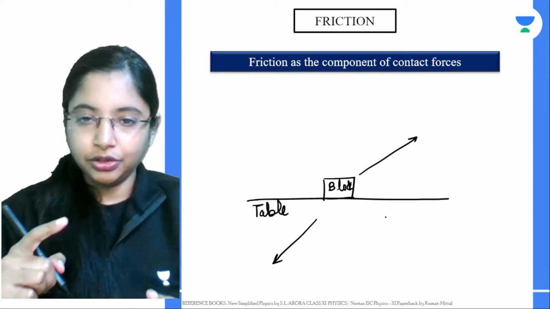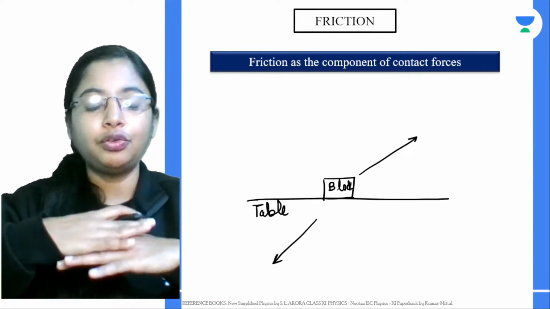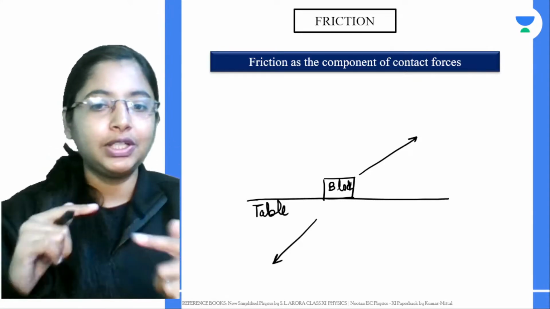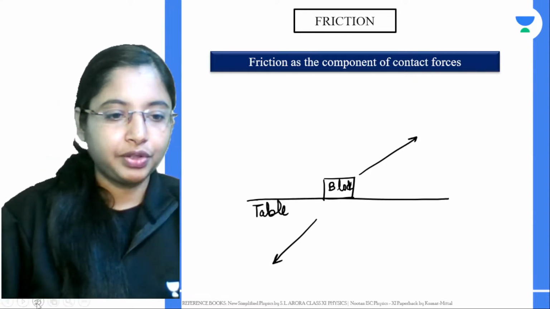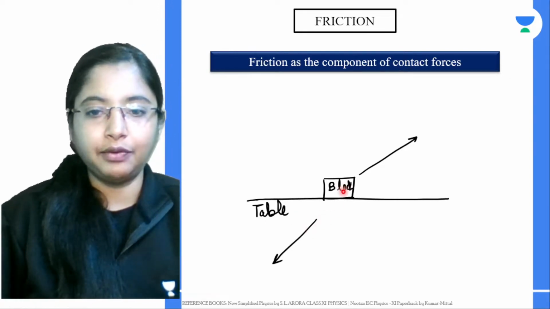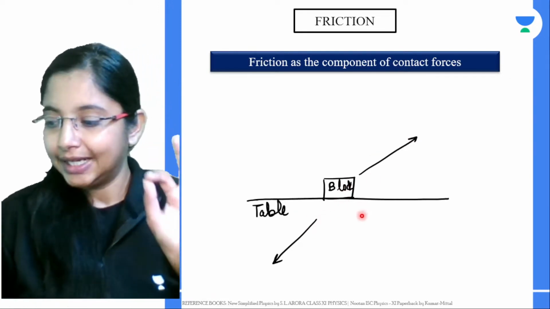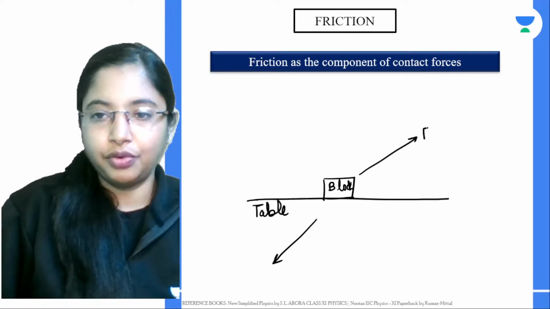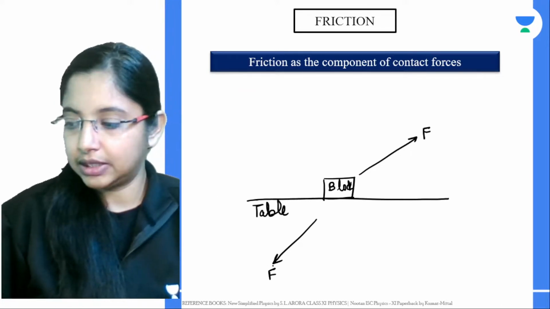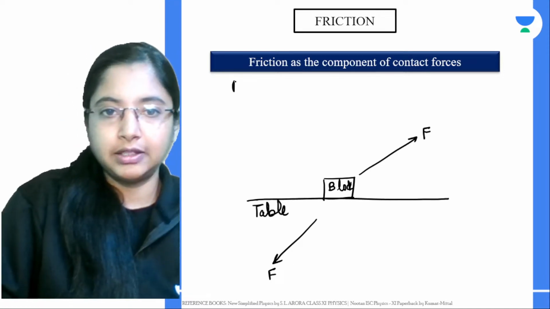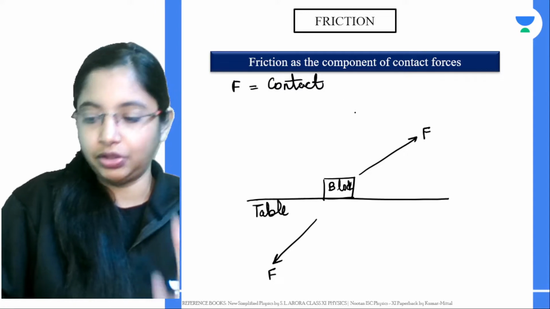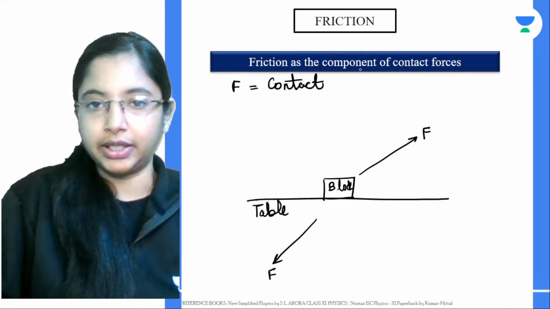So, according to Newton's third law of motion, when two objects are in contact, there is going to be a force acting on each other: the force because of the block on the table, and the force because of the table on the block. This is basically your contact force. This force F is nothing but your contact force. Any objects that come in contact are going to have this contact force.